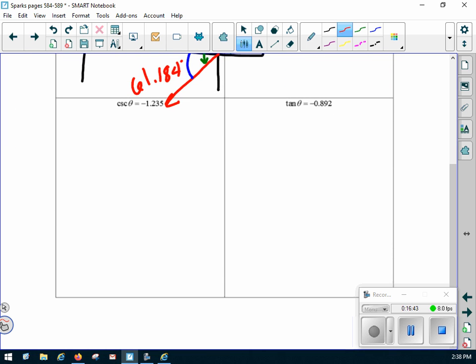Well, I think we're more than halfway through the notes already, aren't we? No. All right. Cosecant theta. I got to make myself notice something. Cosecant theta is that. So what do I know? Reciprocal of sine. So what is the sine of my angle?